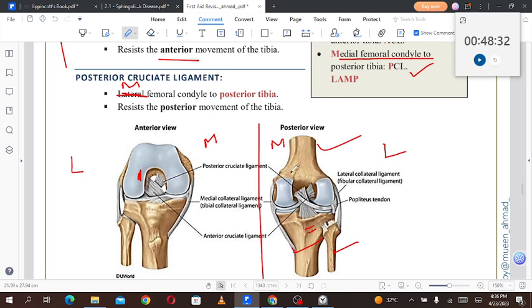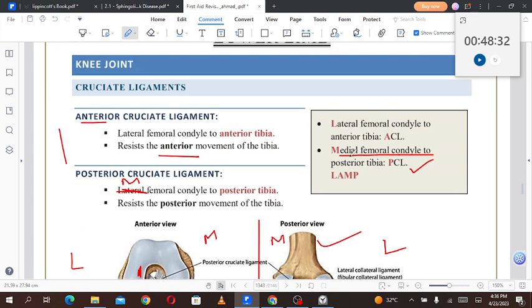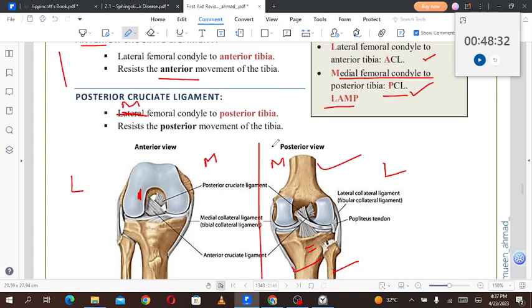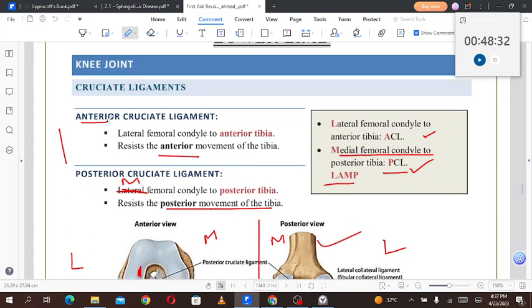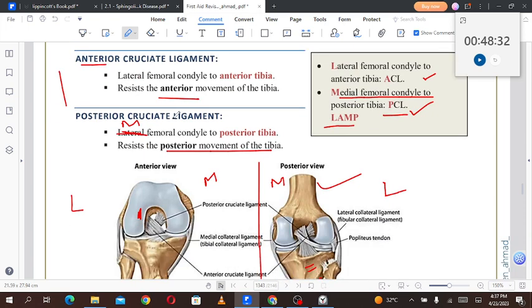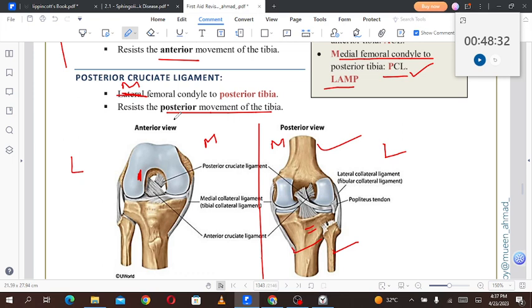The posterior cruciate ligament. So here is the mnemonic for that, that is LAMP. Lateral femoral condyle to the anterior tibia is anterior cruciate ligament, and medial femoral condyle to the posterior tibia is posterior cruciate ligament. So it becomes LAMP, right? And that is also simple. Here you can see the anterior cruciate ligament is resisting the anterior movement, while the posterior cruciate ligament is resisting the posterior movement. Got it?